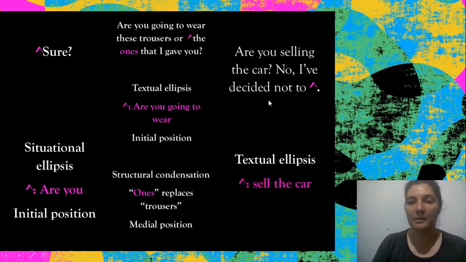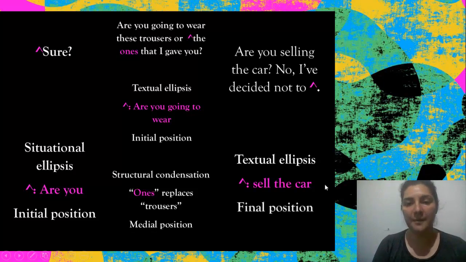The elements that were omitted in this case are part of the to-infinitive clause: to sell the car. I've decided not to. And lastly, we can say that in this case, ellipsis happens in final position at the end of the clause.